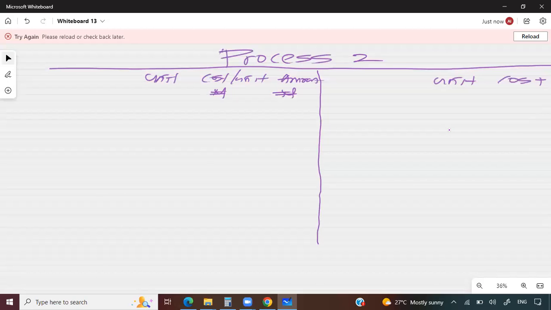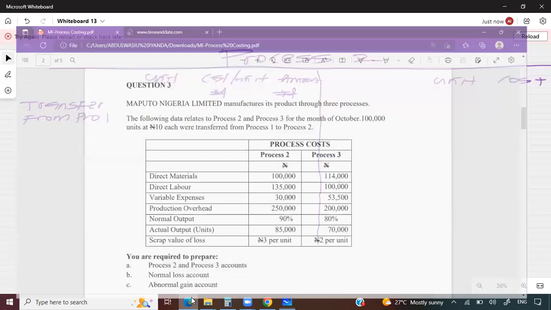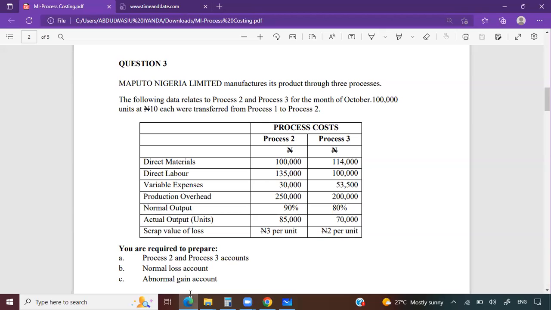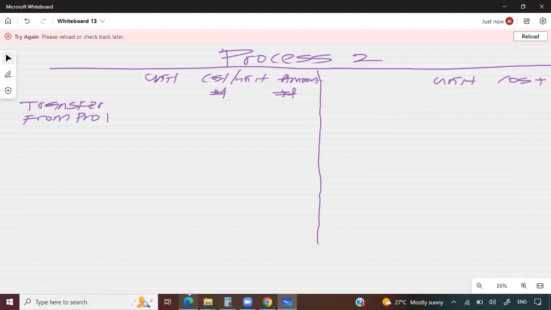So we have transfer. Know this process 2. Transfer from process 1. The following data relate to process 2 and 3 for the month. 100 was 100 units at 10. We transfer from process 1 to 2, so 100,000 at 10. This is 1 million.